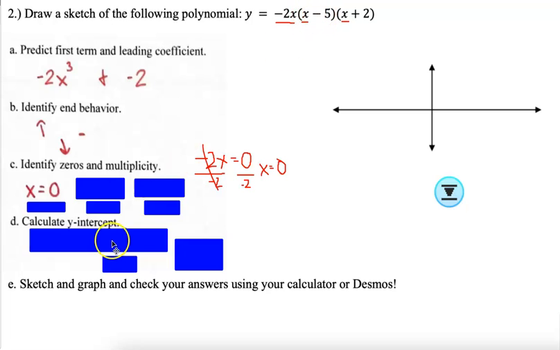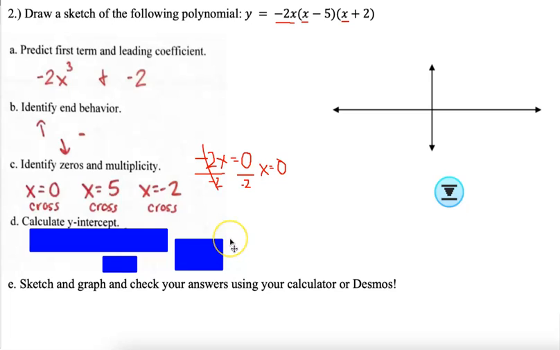If I've got x minus 5, that would change to a positive 5, and then x plus 2 would change to a negative 2. So those are our 3 x-intercepts. Now I need to figure out if there are any multiplicities. There are no exponents, so I don't have a multiplicity, so they're going to cross at every single x-intercept. So we're not going to be bouncing off anywhere.